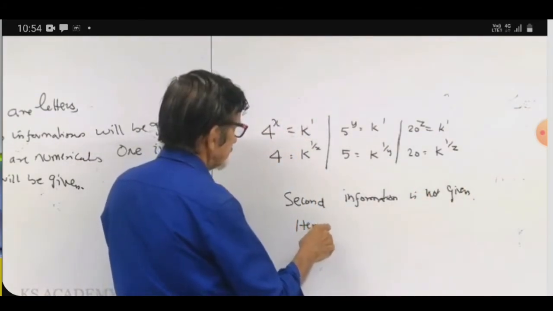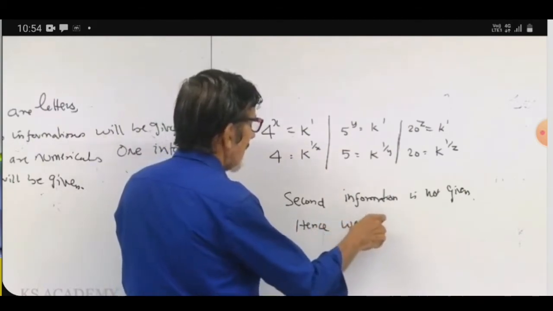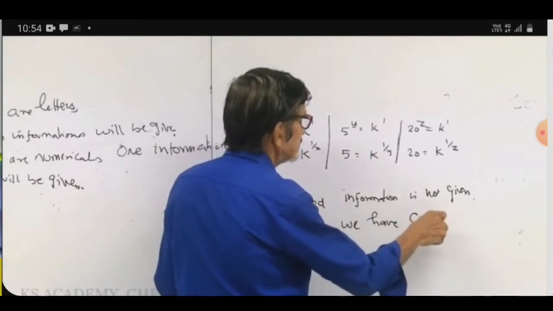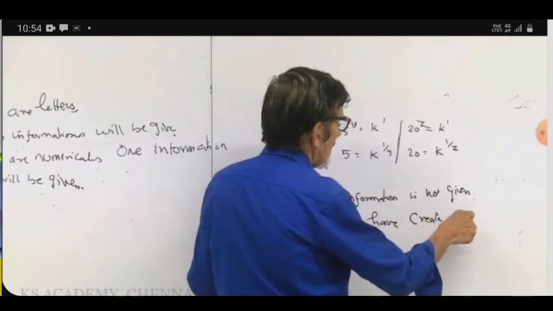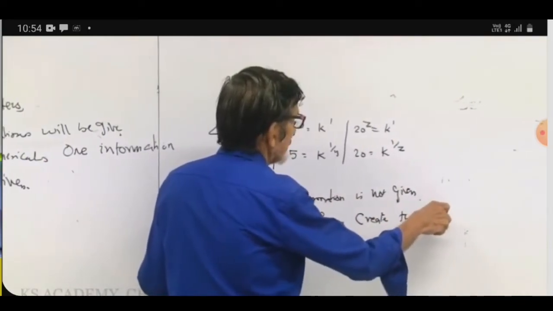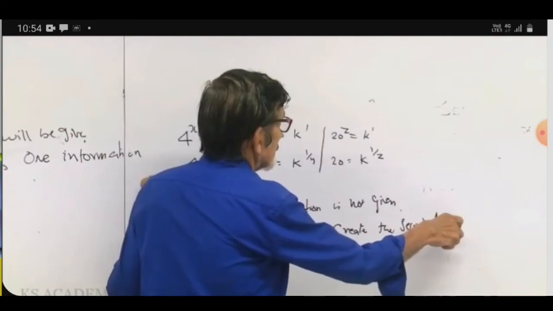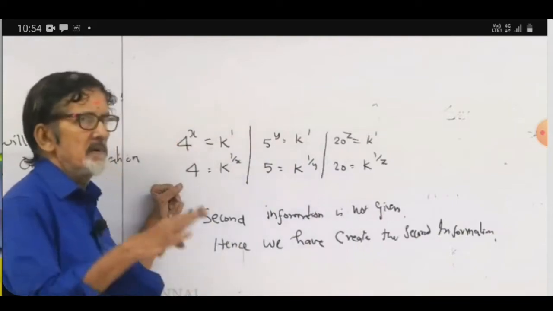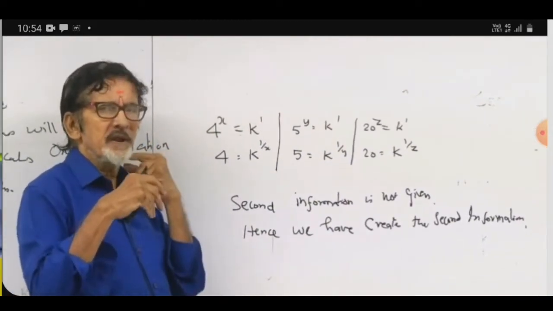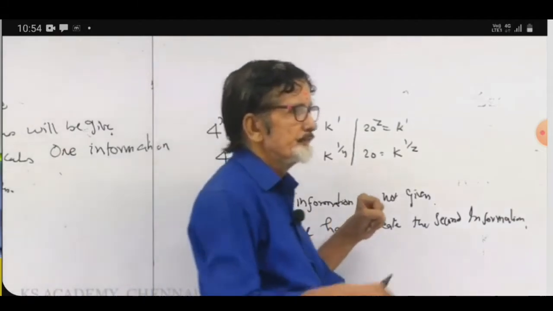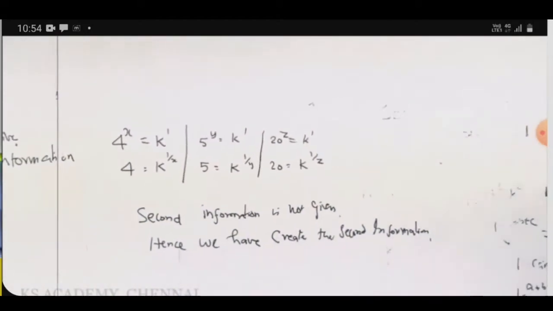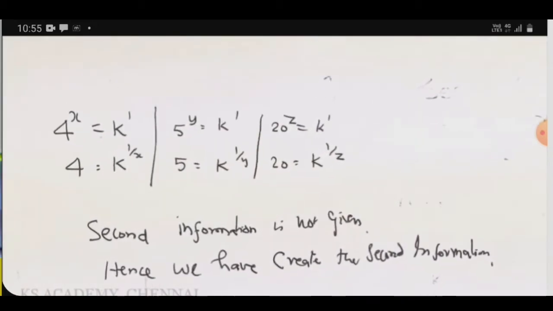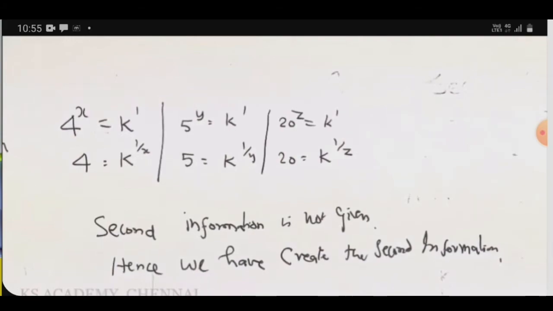The second information is not given. Hence, we have to create the second information. I will explain how to create it. Up to this sentence you write. After that, listen carefully. It is very easy.